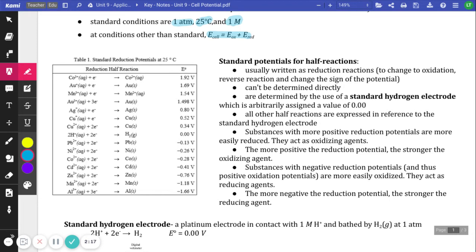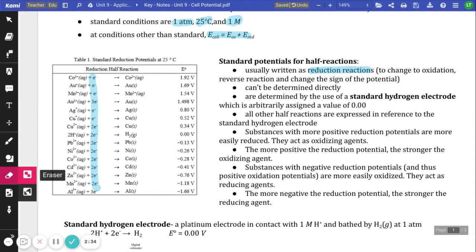These are all for different half reactions, and this is their standard reduction potential. They're typically written as reduction reactions. If you'll notice, every single one of these is gaining electrons, so it is a reduction. All of them are written as reduction reactions. Now we know in our actual chemical reactions that we have to have a reduction paired with an oxidation. Reduction can't happen if oxidation doesn't happen.